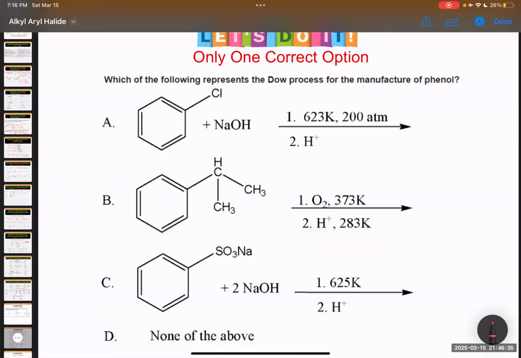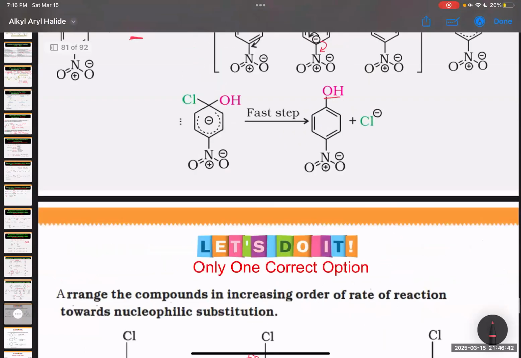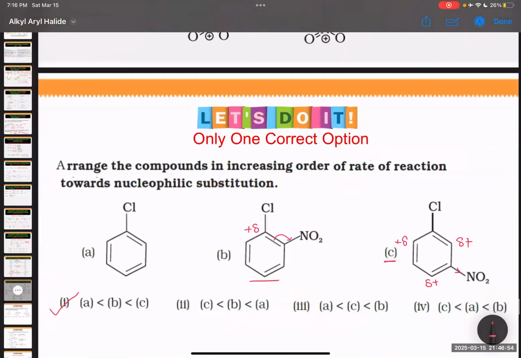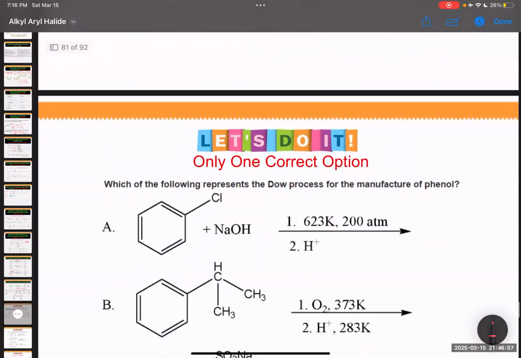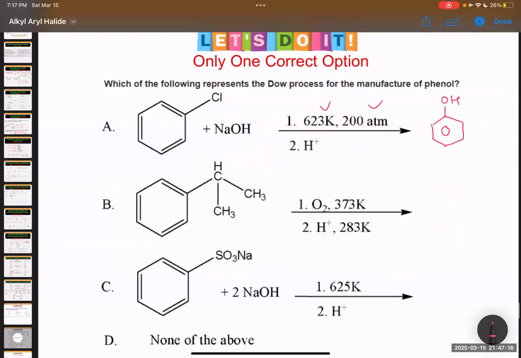So which one of the following represents Dow's process for the manufacture of phenol? So this method is also used for the preparation of phenol, as you can see, and this is known as Dow's process, a very famous method. Okay, but not with aqueous NaOH. It requires very high temperature. So Dow's process is preparation of phenol from chlorobenzene by reacting it with NaOH at high temperature and pressure. So these are some other methods, and we are going to study them in the next chapter today.